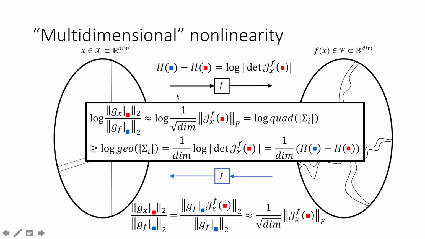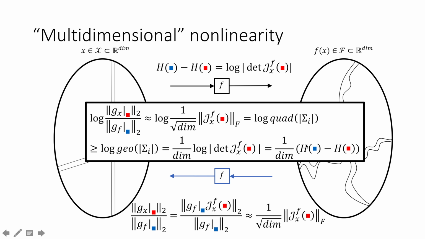And again, we obtain a powerful relationship. It turns out that the normalized Frobenius norm of the Jacobian is the quadratic mean of the absolute singular values of the Jacobian. This is at least as large as the geometric mean of absolute singular values, but the log of the geometric mean is precisely a multiple of the log determinant, which is equal to the normalized entropy difference. We can interpret this term as the gradient growth.